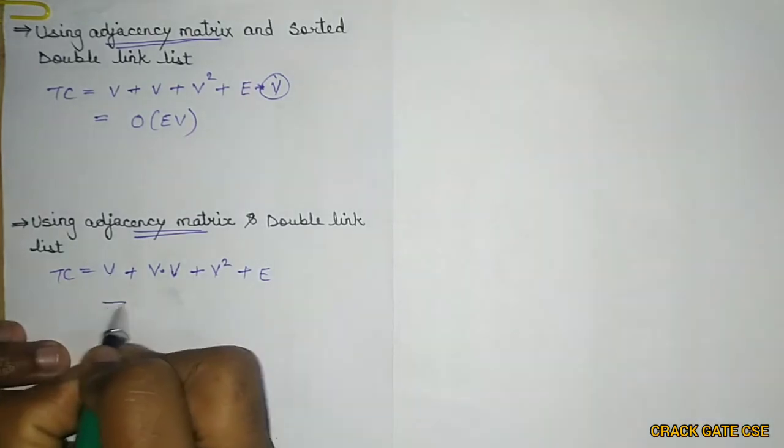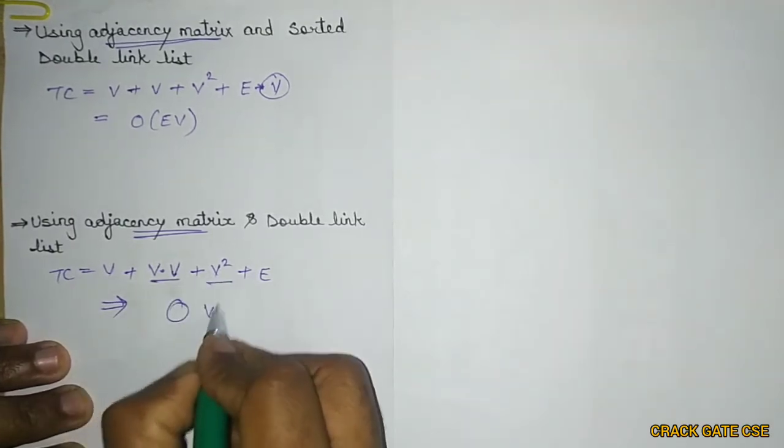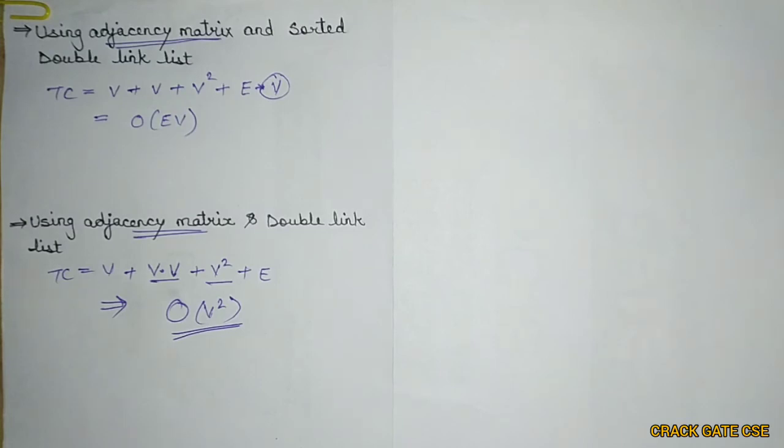So what will be the time complexity using this? V square will clearly dominate, so we take the upper bound as order of V square. That's how you can find the time complexity of Prim's algorithm with any collection of data structure. I hope you got an idea of how exactly Prim's algorithm works and how we can find the time complexity of Prim's algorithm.